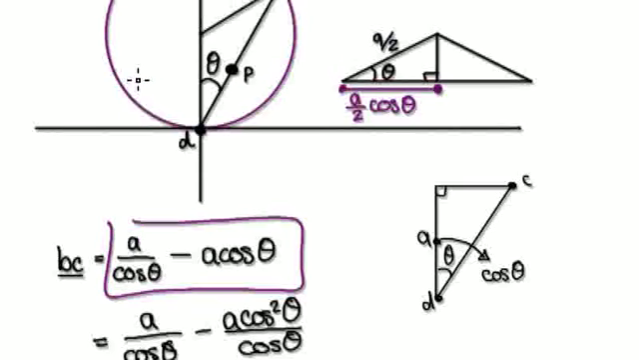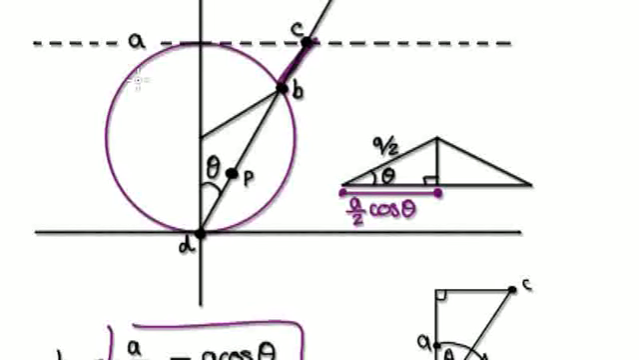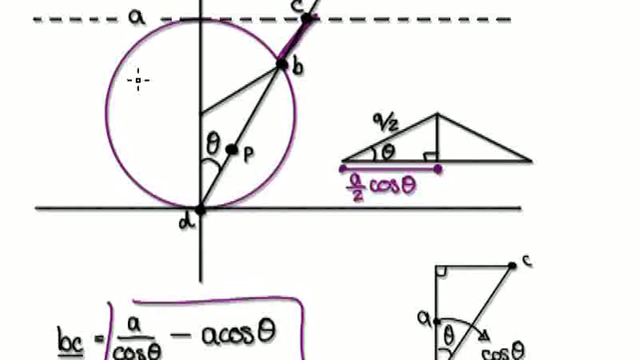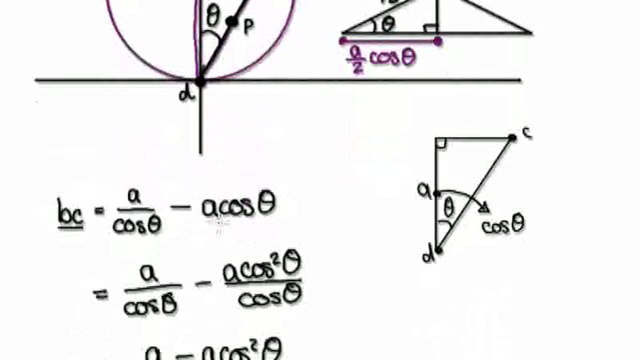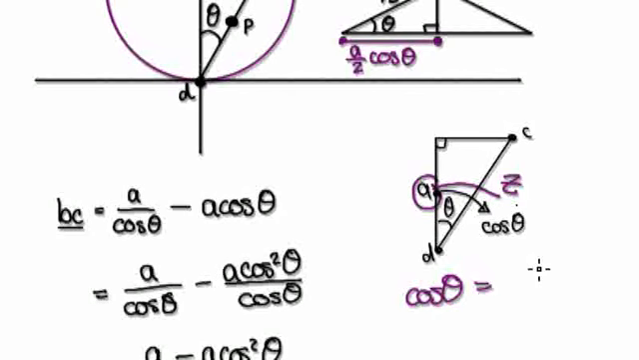Let me think about this. Let's start again. We're trying to work out BC here. So BC would be us getting the hypotenuse of the big triangle, by looking at this triangle here. So it would be cos theta equals A over, let's just call this Z. So it would be A over Z.